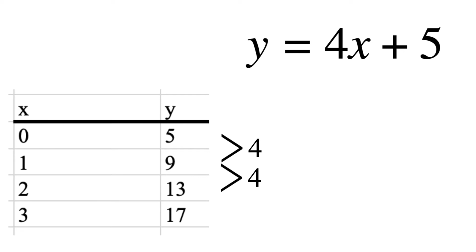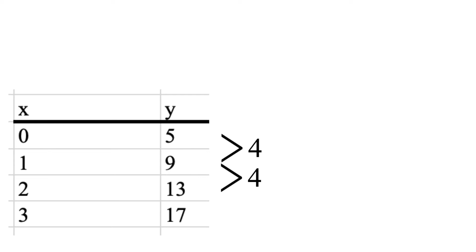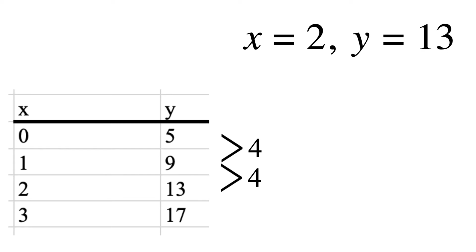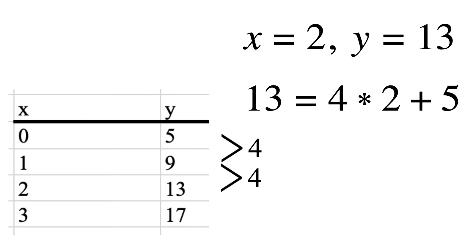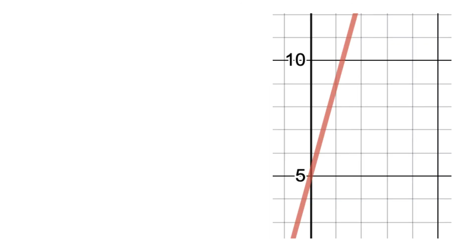To double check, we can plug another pair of values into this equation. Let's plug in x equals 2. When x is 2 and y is 13, 13 equals 4 times 2 plus 5. This verifies the equation. To find the gradient m, we use rise over run.